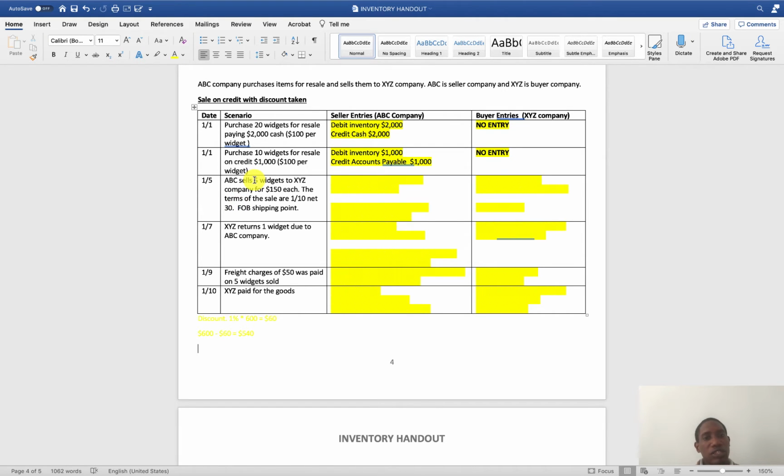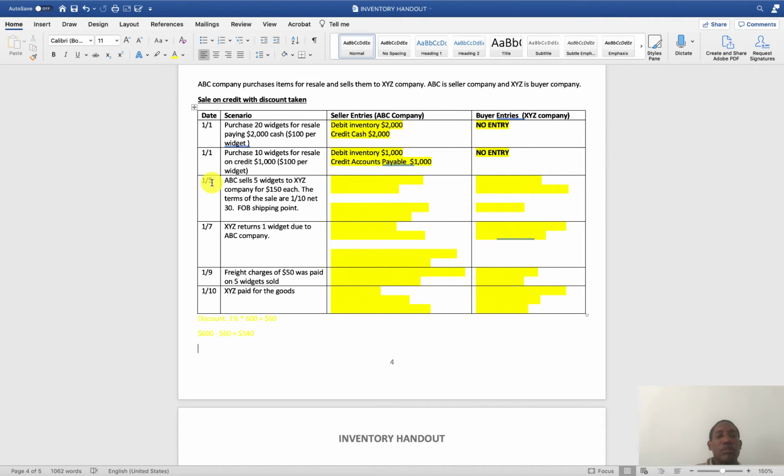5 widgets to XYZ company for a total price of $150 each. The terms of the sale are 1/10, n/30, and you'll remember that. You may need to go back and look. 1/10 means you get a 1% discount if you pay within 10 days, otherwise the full amount is due within 30 days. So when you see this, right away you should do a quick calculation.